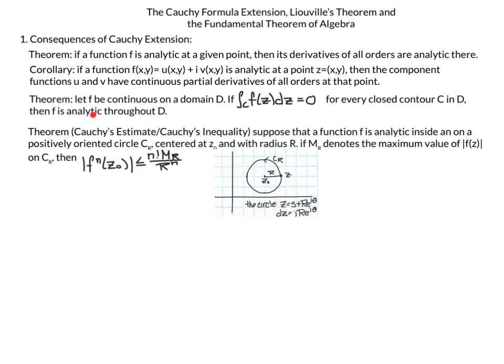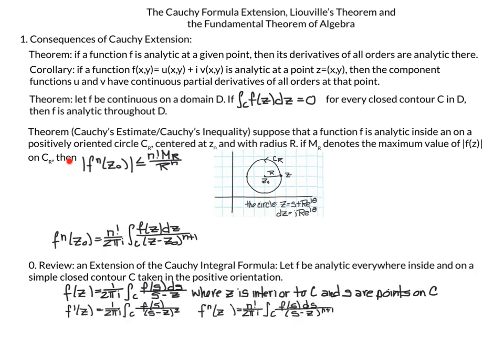Our next theorem is known as Cauchy's estimate, and also known as Cauchy's inequality. Suppose that a function f is analytic inside and on a positively oriented circle, C sub r, centered at z naught with radius r. That's the C sub r here. And if M sub r denotes the maximum value of the modulus of our function on C sub r, then the modulus of the nth derivative at z naught is less than or equal to n factorial M sub r over r to the n. To prove this, we're going to use our extension of the Cauchy integral formula.